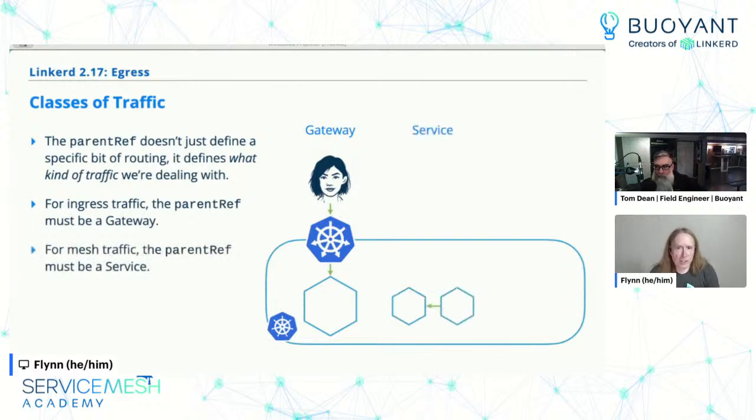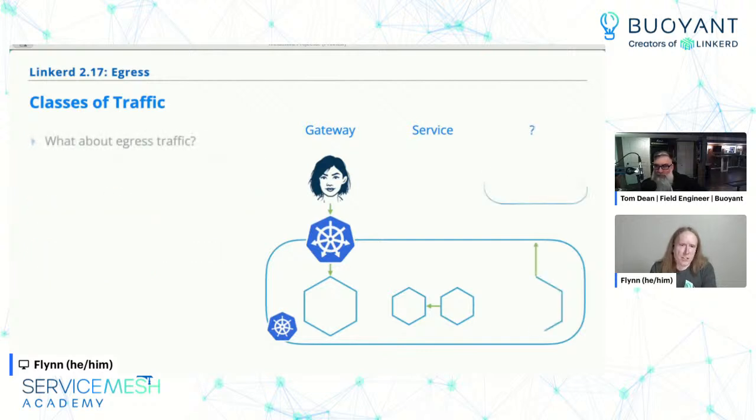For mesh traffic, the parent ref is required to be a service, at least at present. There's an experimental thing, I think it's still experimental, where you can also talk about a multi-cluster service import. Haven't seen that get used a lot yet.